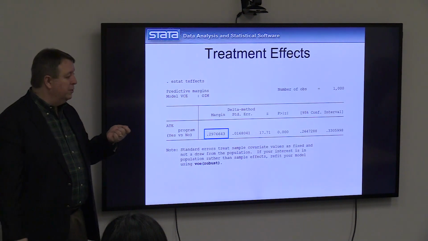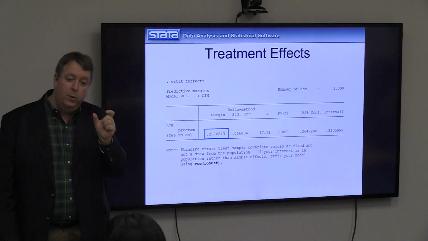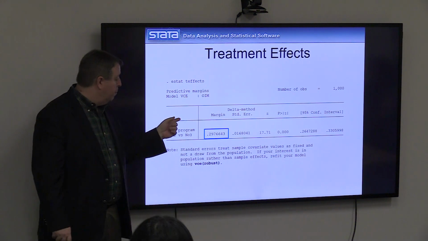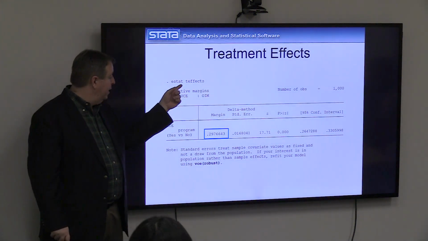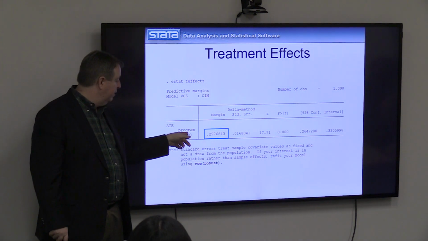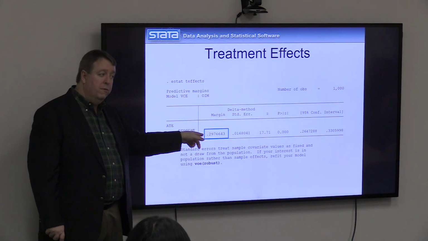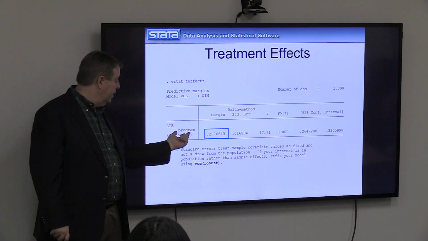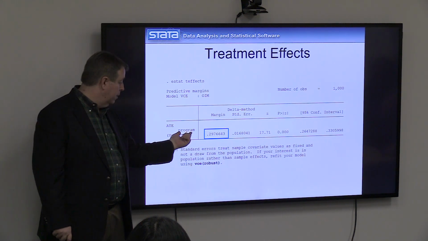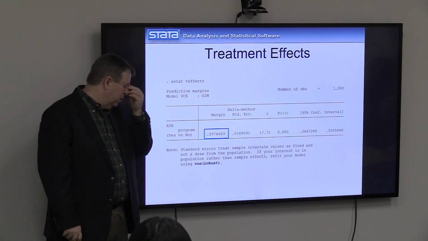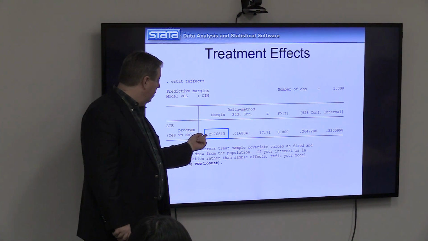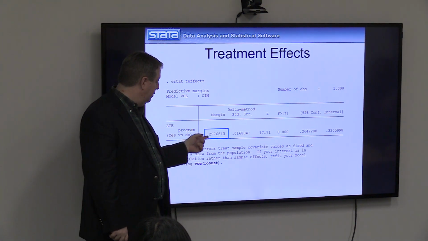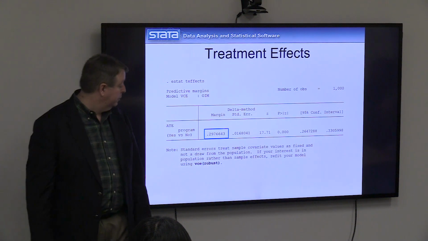So I mentioned there's that entreat option for the auxiliary equation, and that was special. By using entreat, that tells Stata that if I type estat teffects, it's going to find the effect of that binary variable on the outcome. So it's asking the question, what is the causal effect, so to speak, and we'll come back to that word causal in a minute. What is the effect of the program on GPA? That effect in this case is 0.2976 and change.